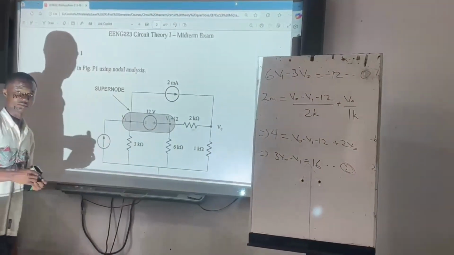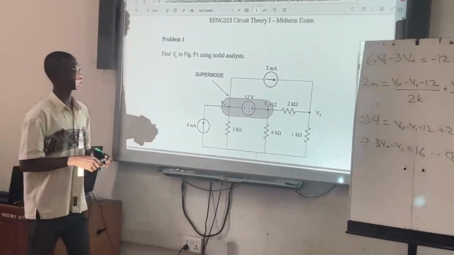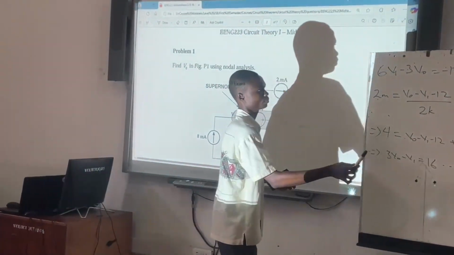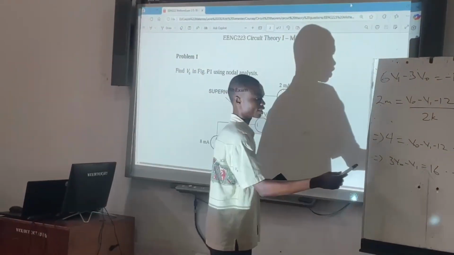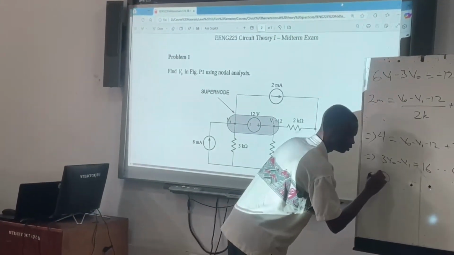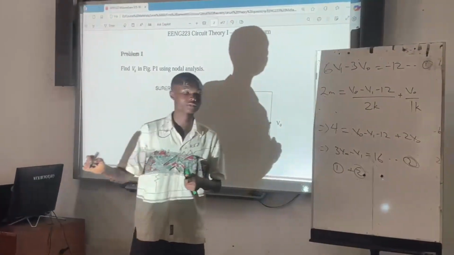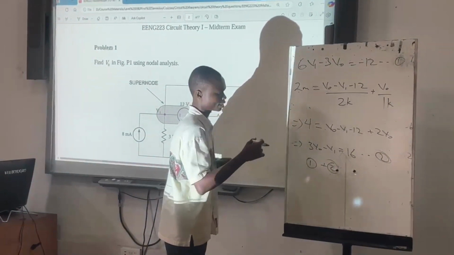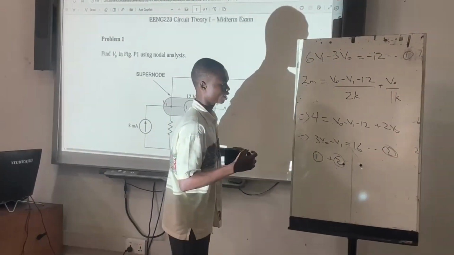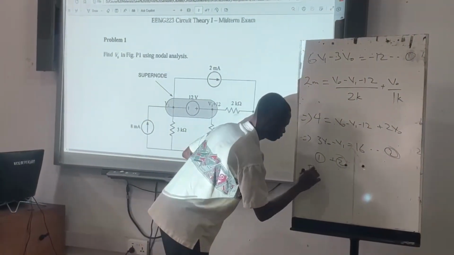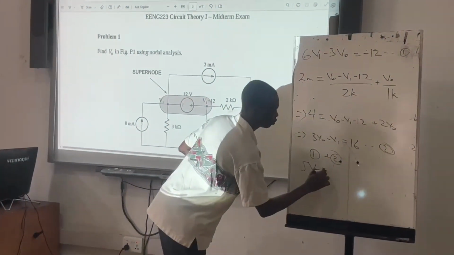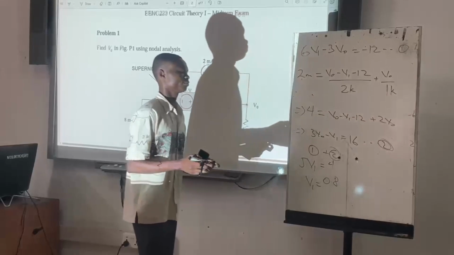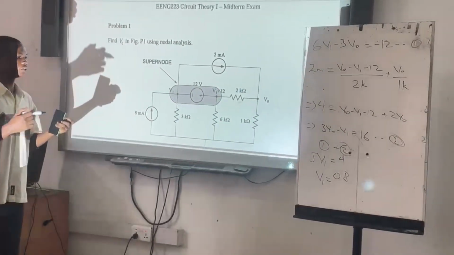Now we are almost done with the question. What we are supposed to do is solve it simultaneously. So we have equation 1 here, equation 2 here. We are going to add equation 1 to equation 2, making it very simple. We are going to eliminate V0, so we are going to get 5V1 equals 4, meaning that V1 will be equal to 0.8.